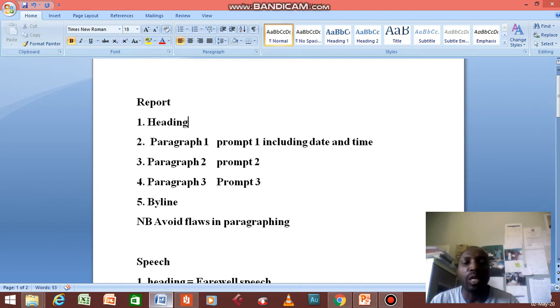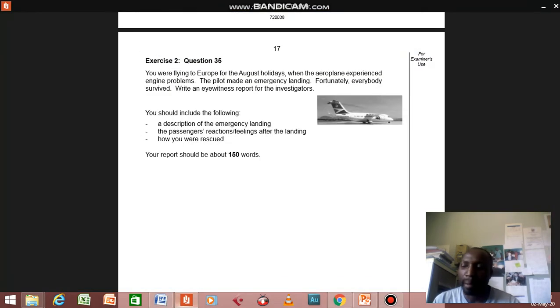And then from there, you have your byline, where you are going to state the name of the person who has reported or has written the report. It's different from an article, because when it comes to article writing, the byline comes before paragraph 1. But when it comes to a report, your byline comes after all paragraphs have been written. So it comes under.